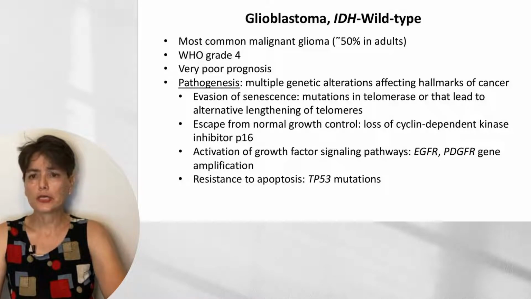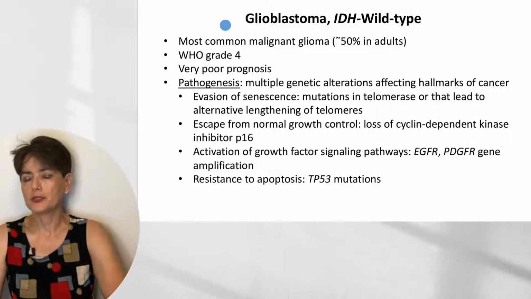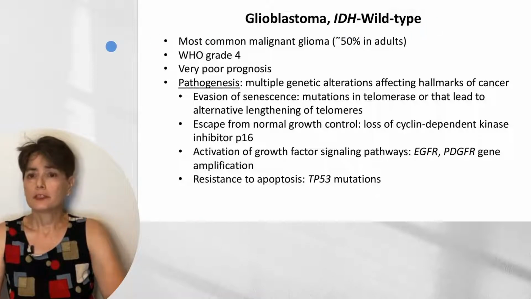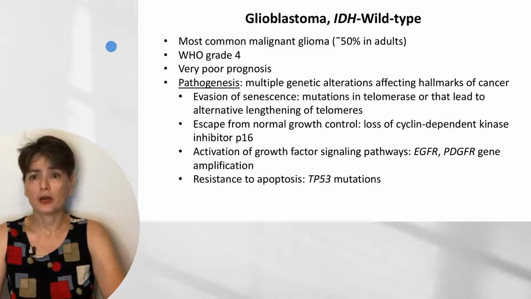Now this brings us to glioblastoma, IDH wild type, which in some older books you may see referred to as glioblastoma multiforme, as well as some discussion of glioblastoma with IDH mutations and without IDH mutations. That has changed with the new World Health Organization. If it is called a glioblastoma, it is by definition IDH wild type. It is the most common malignant glioma. About 50% of gliomas in adults are glioblastomas. It has a very high grade and a very poor prognosis.